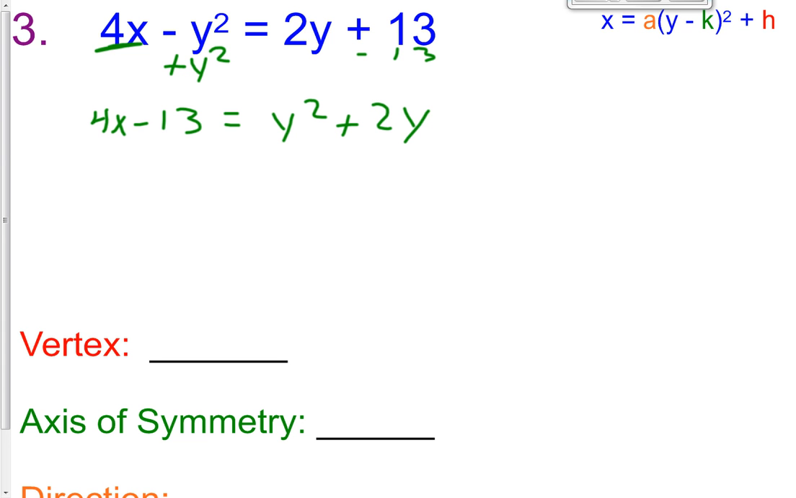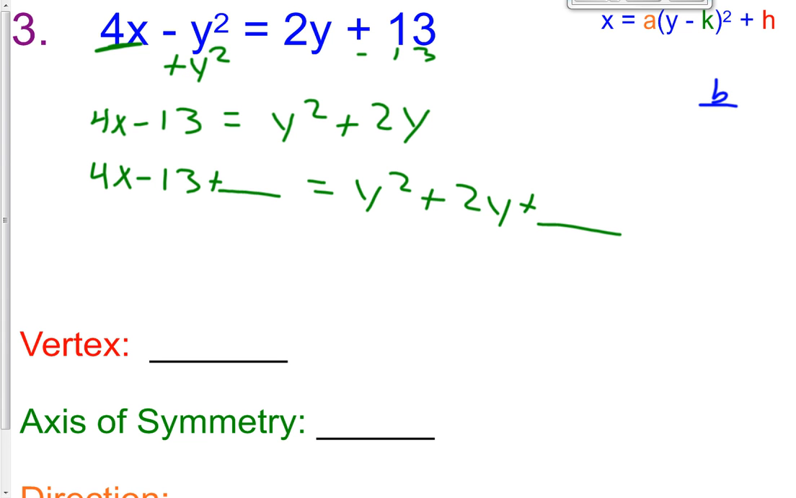You're ready to complete your square once you have y squared and y's to one side and the x's and constants to the other side. So let's fill in our blank. 4x minus 13 plus a blank equals y squared plus 2y plus a blank. In for your blank is b divided by 2, that squared. So 2 divided by 2 is 1, and 1 squared is 1. So if you add 1 on the right, you've got to add 1 onto the left.